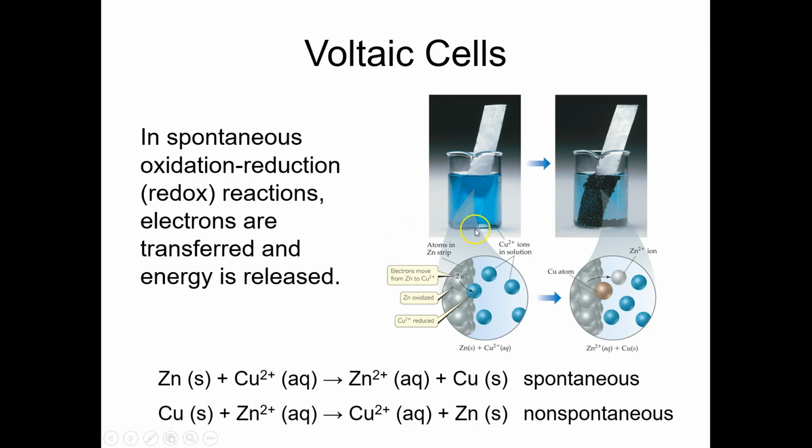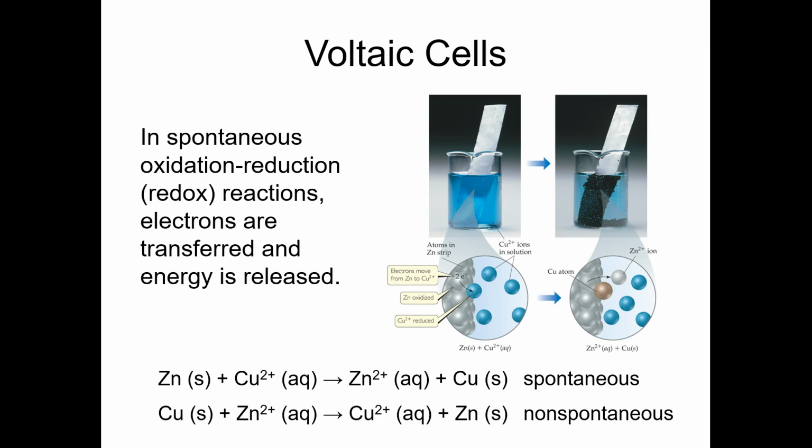But the problem with it as it stands now, simply putting a piece of zinc into a solution of copper sulfate, is that all of that electron transfer is occurring right at the surface of the metal. The thing that is being oxidized, which is the zinc, and the thing that is being reduced, which is the copper ions, are in direct contact with each other, and so those electrons are just being transferred right at the surface there. What we would like to be able to do is have those electrons pass through a wire so that we could use that electrical current to power something. And so that is where the concept of the voltaic cell comes in.